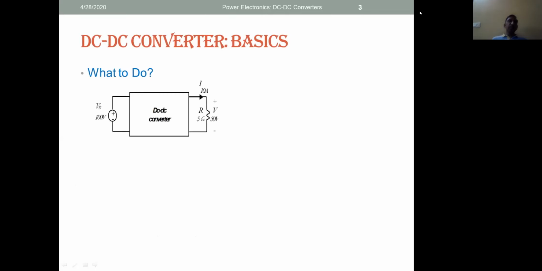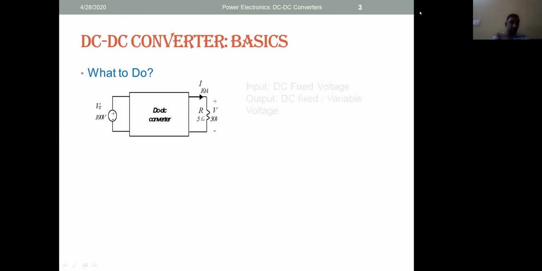Then when we enter into DC to DC conversion or power conversion, what do we basically do and why do we do it? Means you do have a fixed DC voltage source and you want either variable or fixed but with a different amplitude voltage to feed your load. So if I consider this scheme as a black box, what I can see is input source at left hand side and load at right hand side.